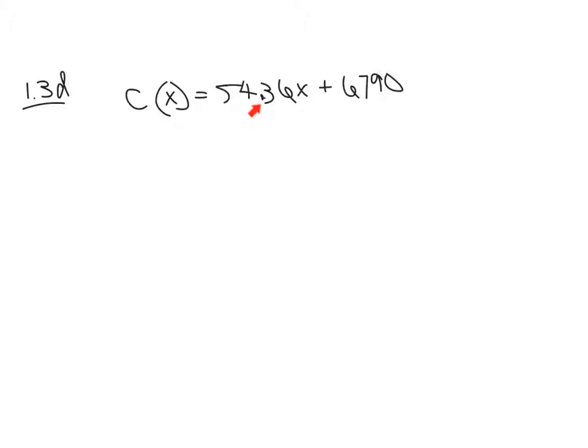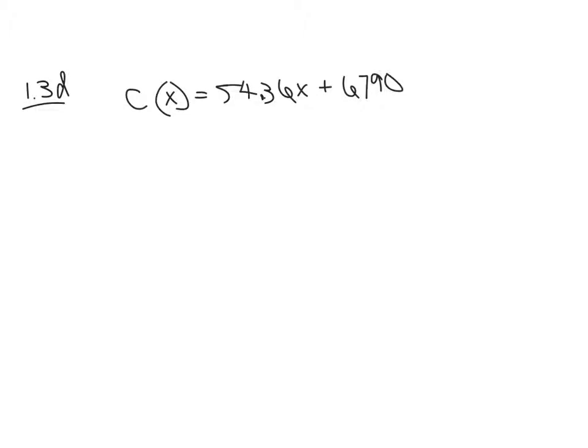Every time we sell a unit, it will cost this much. Okay, so if we sell one, it's $54.36. If we sell two, it's going to be $108.72. And if we sell 3, 4, it's just going to be that number, however many we sell, times this. So it's always going to increase by this much money every time we sell a unit. All right, so the rate of change is the same as the slope, and the slope is this. So the rate of change is 54.36.